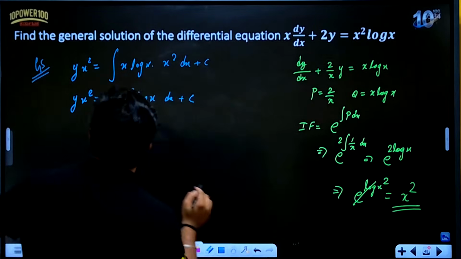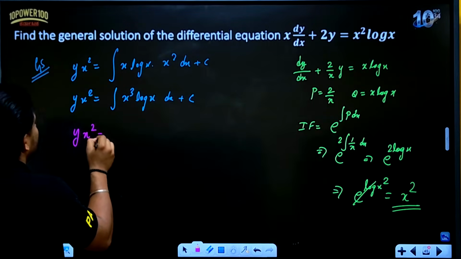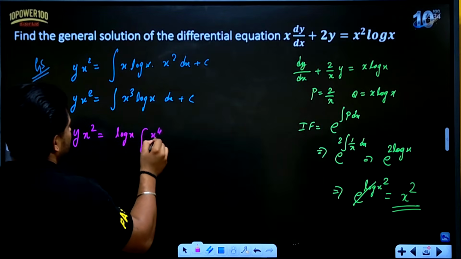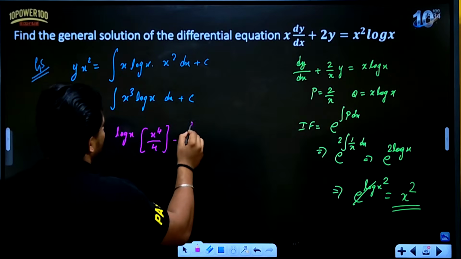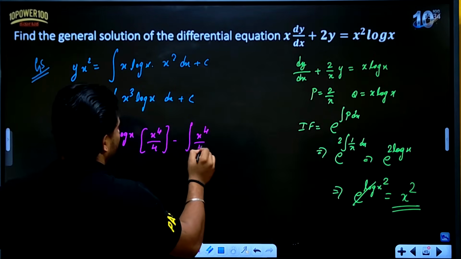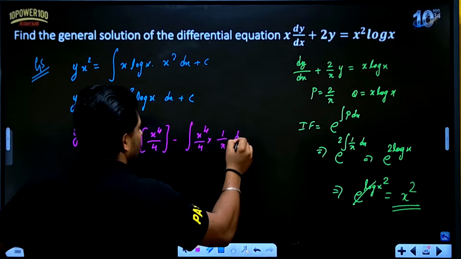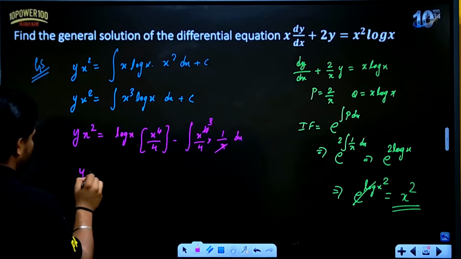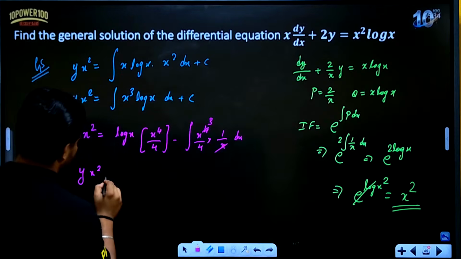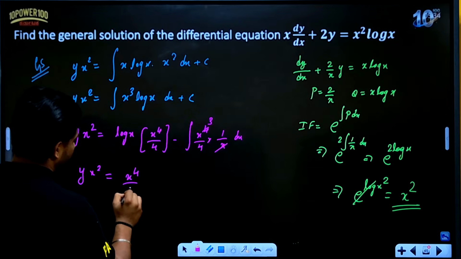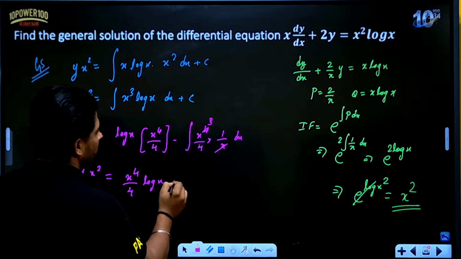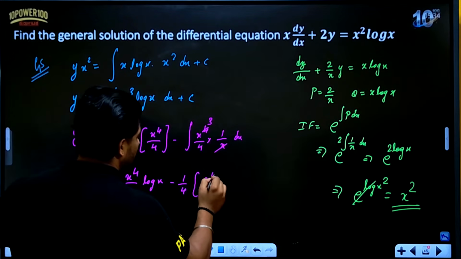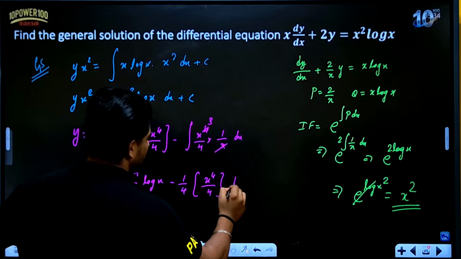If you do by parts, y x square is equal to log x as it is, into the integration of x cube, which is x to the power 4 by 4, minus integration of x to the power 4 by 4 into the differentiation of log x, which is 1 by x dx. So now 1 by x and x cancel, x cube is left out. So y x square is equal to x to the power 4 by 4 log x minus 1 by 4 outside, x cube is left out, and x cube integration is x to the power 4 by 4 once again, dx plus c.